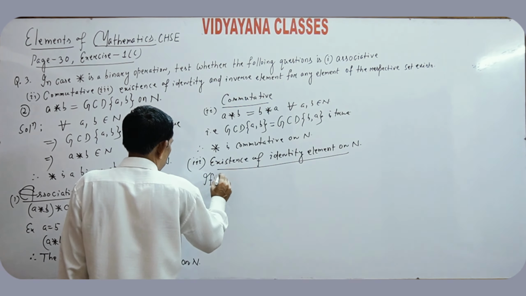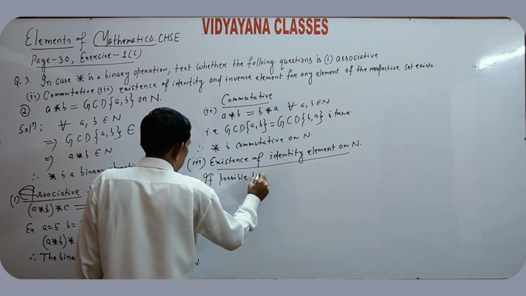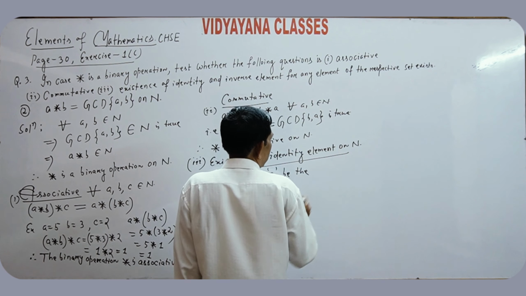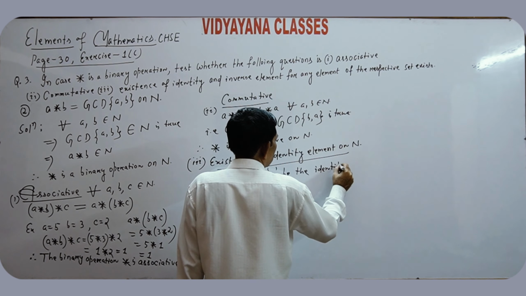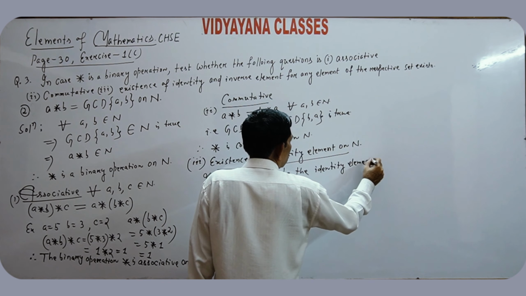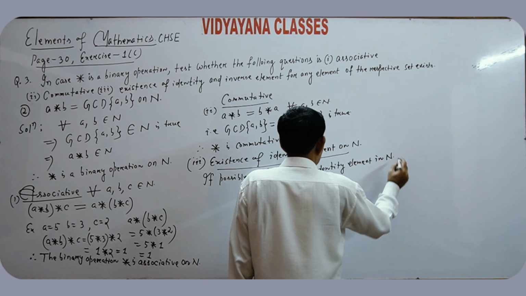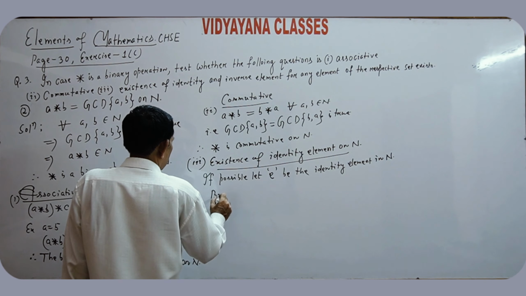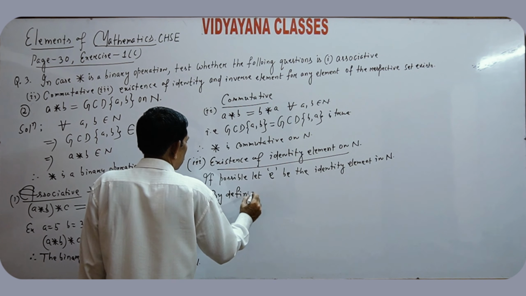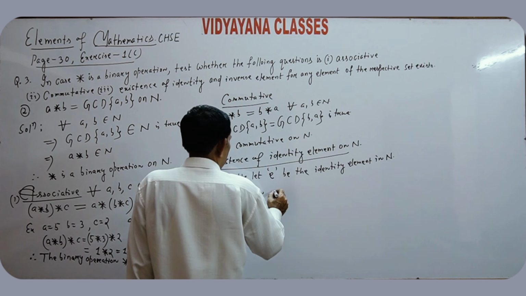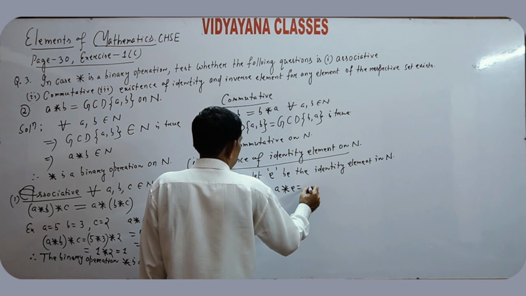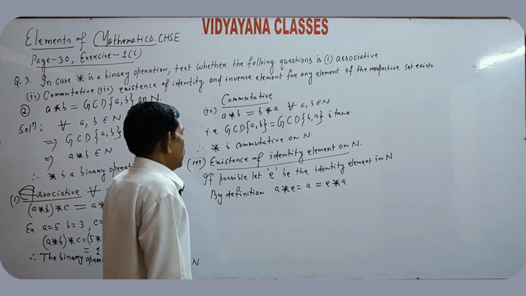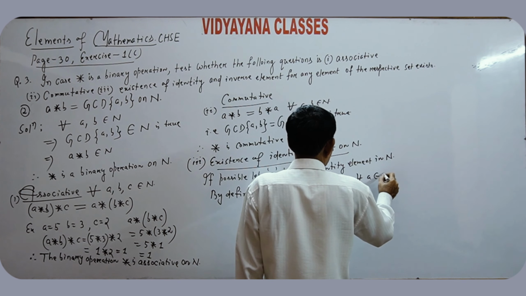If possible, let E be the identity element in N. By definition, A star E is equal to A, which is equal to E star A, for all A belongs to capital N.